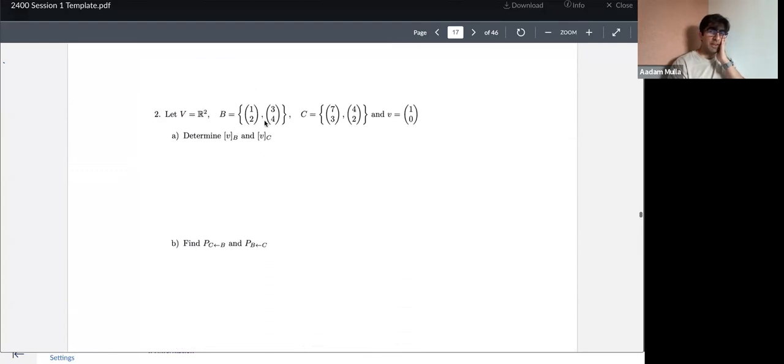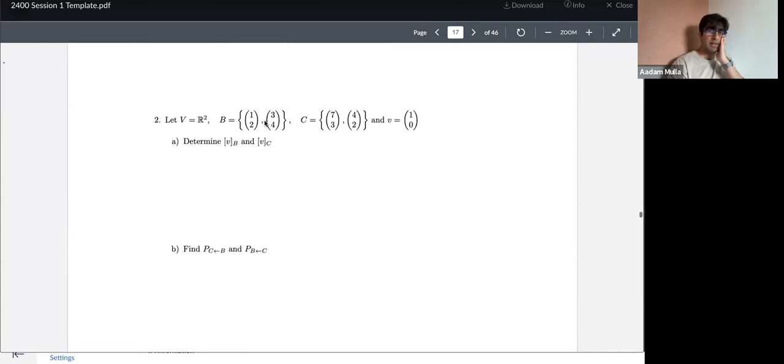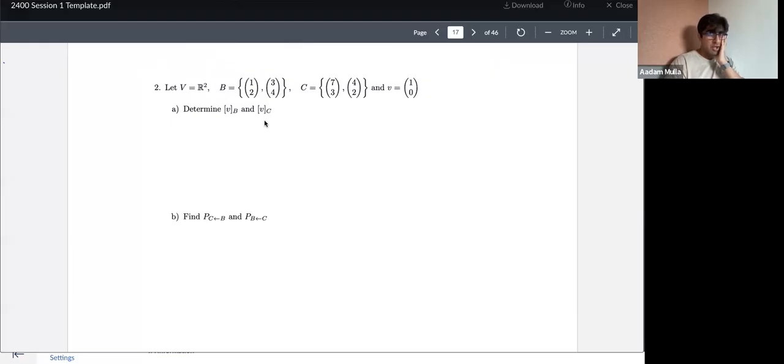Since change of basis is fresh in our mind, let's do problem 2 first. Okay, try this one out. Actually, let's just do it together.